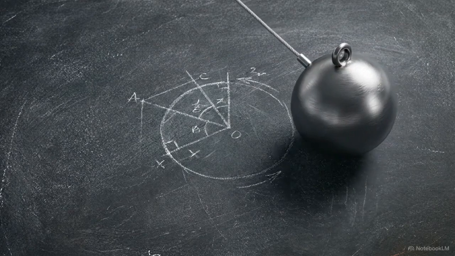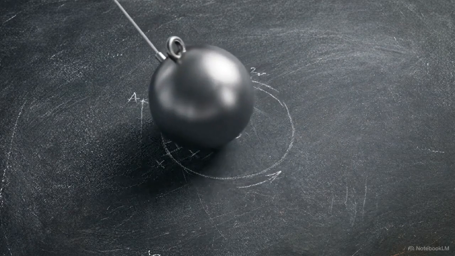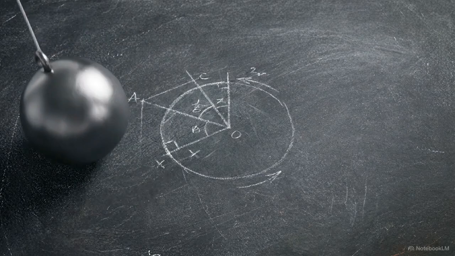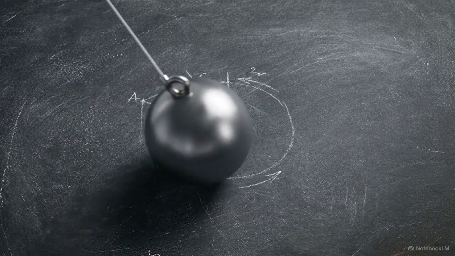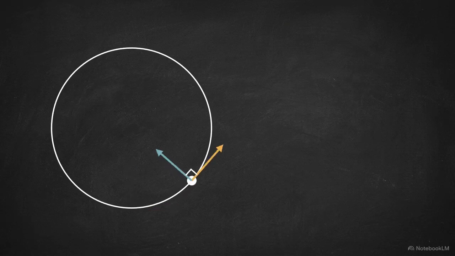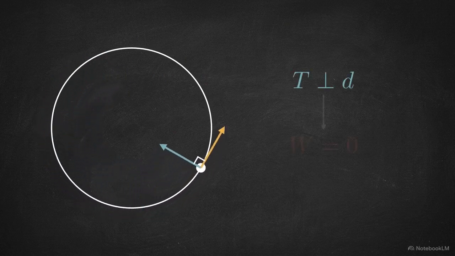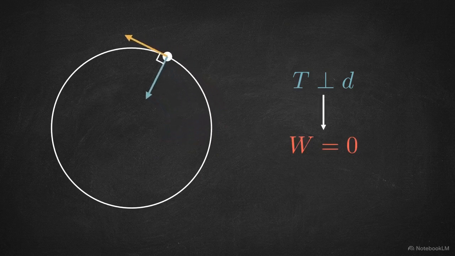Now we apply a crucial insight. The mass is physically constrained to move in a circle, meaning its instantaneous velocity is tangent to the curve. Therefore, the tension vector, which points precisely toward the center, is always strictly perpendicular to the mass's motion. Because tension is perpendicular to displacement, the dot product of the two vectors is zero. Consequently, the string itself does zero mechanical work on the system.